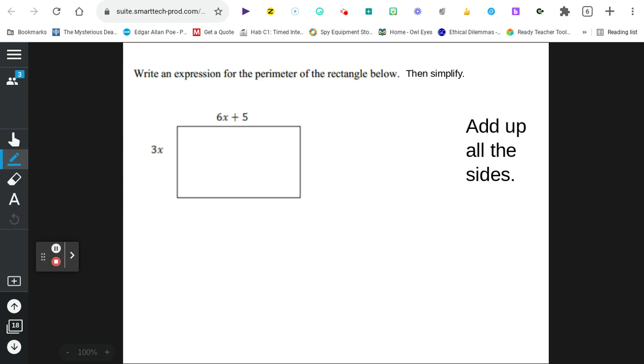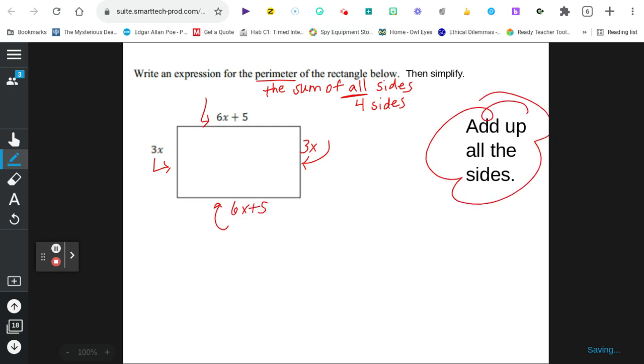All right, on slide 18, it tells us to write an expression for the perimeter of a rectangle. Make sure it's simplified. So perimeter means the sum of all sides. Since it's a rectangle, all sides would mean all 4 sides. If this side is 3x, then this side is also 3x. If this side is 6x plus 5, this side is also 6x plus 5. So now I have all 4 sides labeled, and I can add all the sides together.